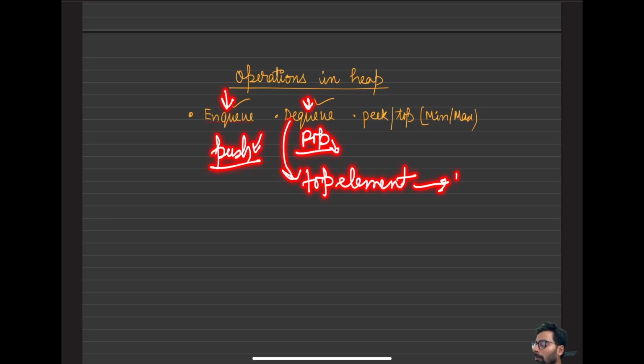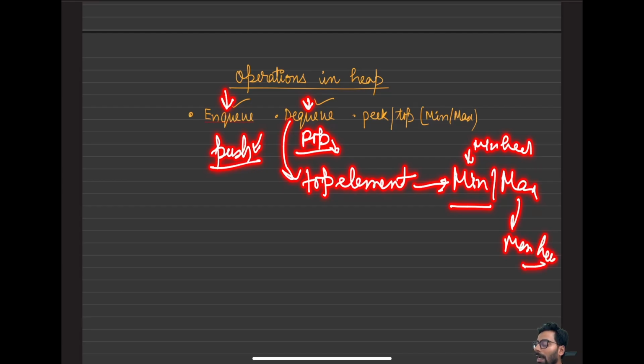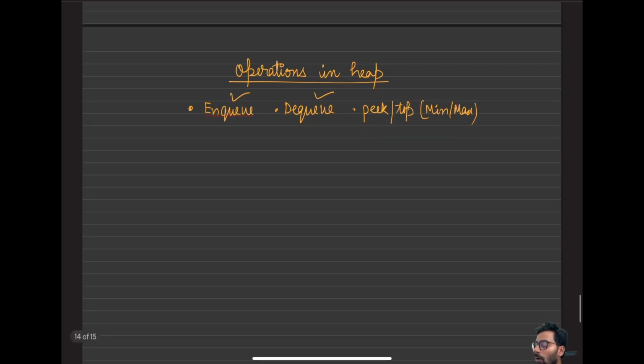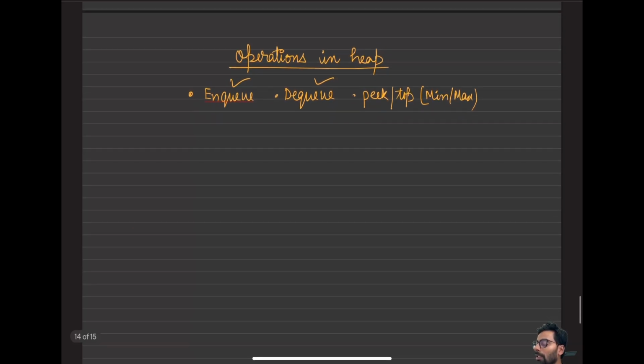This top element can be min or max based on whether it's a min heap or a max heap, right? And the third thing is peek, peek or top. In some implementations they call it top, in some implementations they call it peek. This is basically something which gives us the first value, the top value, whatever we see at the top of our either min or max. If it is a min heap, this will be the minimum value. If it is a max heap, this will be the maximum value. So this is what it is. And all of these operations will be performed in O(log n) time.